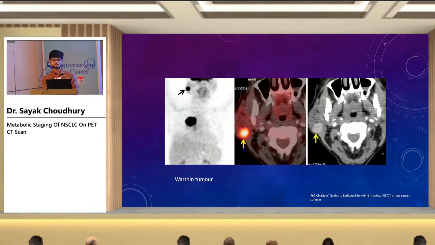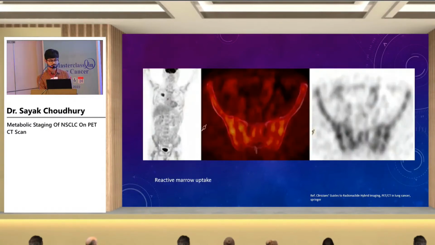Sometimes we see, because Warthin tumors also have an association with smoking, so they have an association with CLL lung. So many times you will see very nice, enhancing, well-defined parotid nodules that will be pretty avid, but this is not to be confused with metastasis. They will be Warthin's tumor more often. So elicit a history of smoking in these patients.